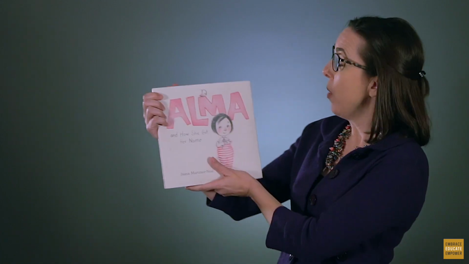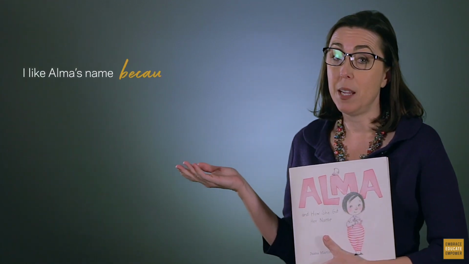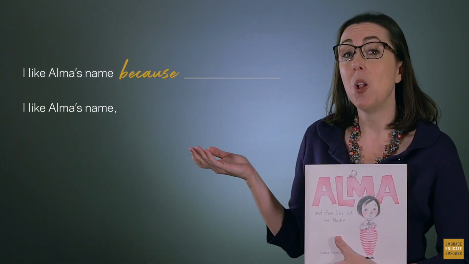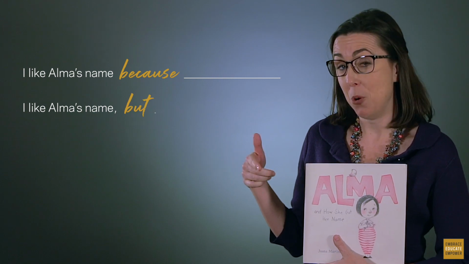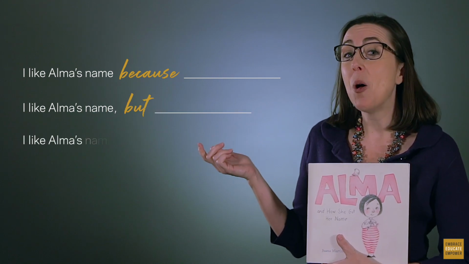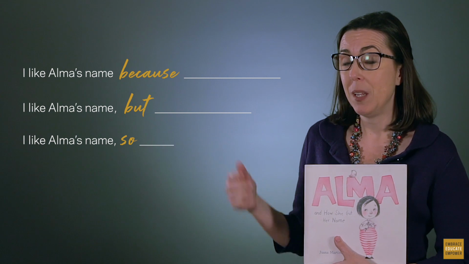All right, so let's suppose that I read in class the book Alma and How She Got Her Name. I might provide my students with these 3 sentence starters to help them begin expressing and sharing their ideas. I like Alma's name because, I like Alma's name, but, it's important to highlight that comma, I like Alma's name, so. So a student might answer, I like Alma's name because Alma's name came from her family.